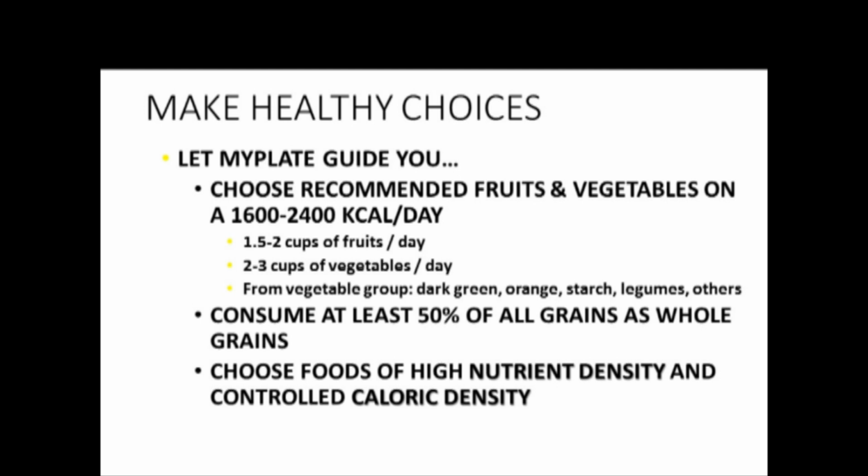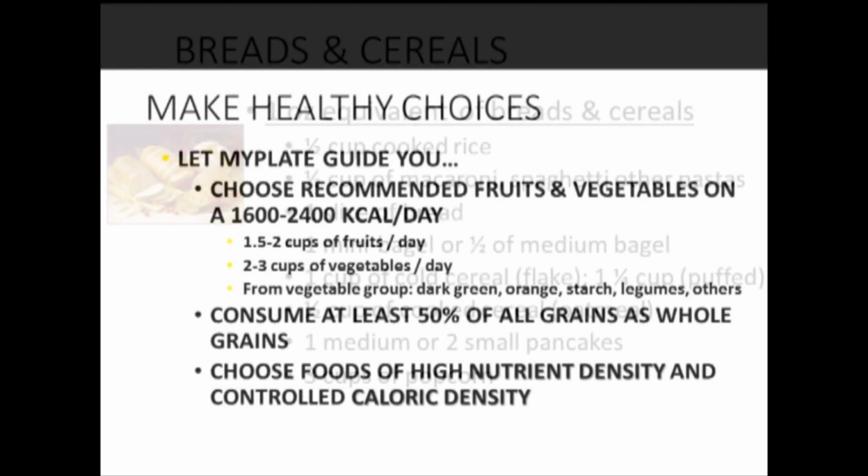So overall, the guide is essentially providing recommendations that meet the needs of most individuals, and the caloric range is roughly 1,600 to 2,400 calories per day. So we're looking at 1.5 to 2 cup equivalents of fruit per day, 2 to 3 cup equivalents of vegetables per day, and the focus on dark green, orange, and starchy vegetables, and legumes as well. Consume at least 50% of all grains as whole grains. So choose foods of high nutrient density. Go back and review what nutrient density is, and control those foods that have high caloric density. Again, go back and restudy and review what these two concepts are and how they're actually calculated.